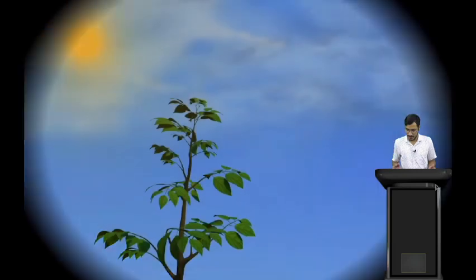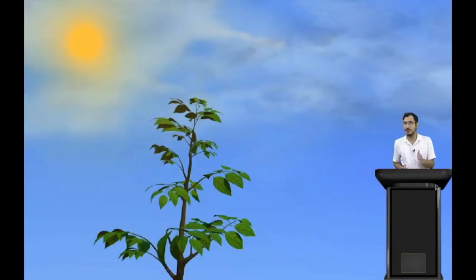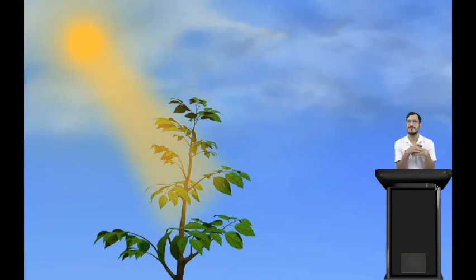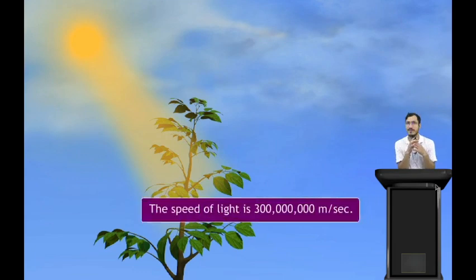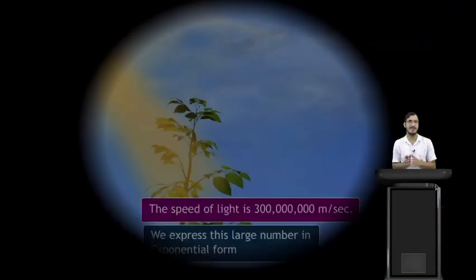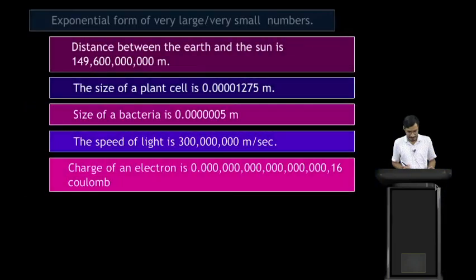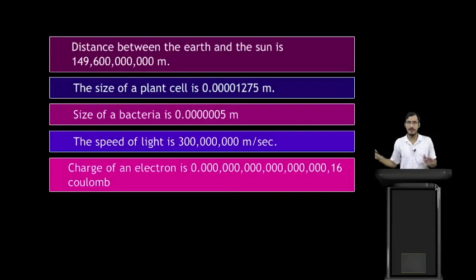So we use exponents for representing small numbers and large numbers as well. Now here you can see the sun rays, and the speed of light is 300,000,000 meters per second. Definitely we can express this large number in exponential form. So in all these examples, we can represent large numbers and small numbers in exponential form.